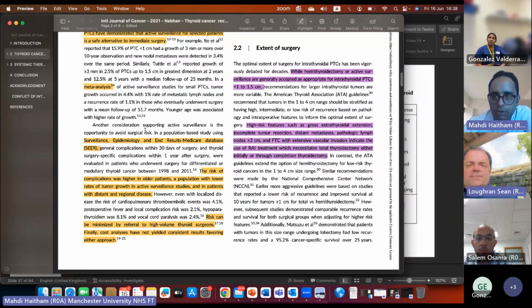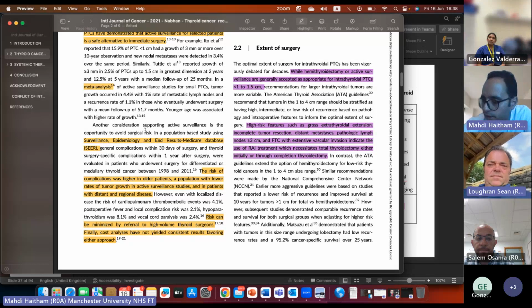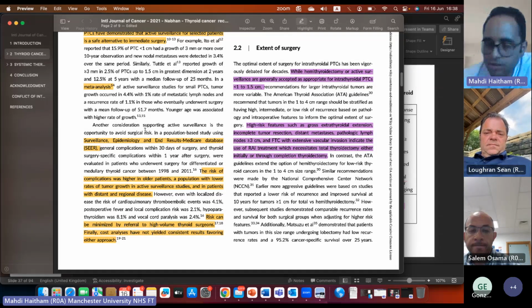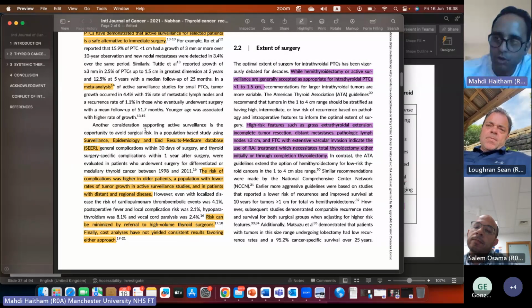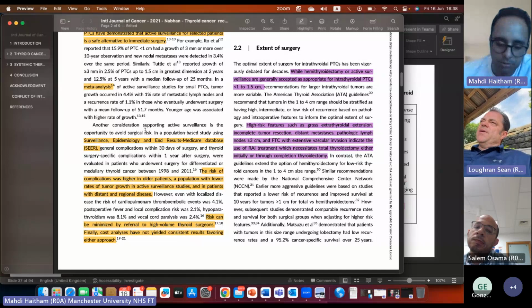So whenever we're getting a sub-centimeter, 1 or 1.5, do we still have the option of discussing with the patient a hemi versus the total? Is it down to the patient, or as long as we have a Thy5, we are going for a total, as per the BTA?